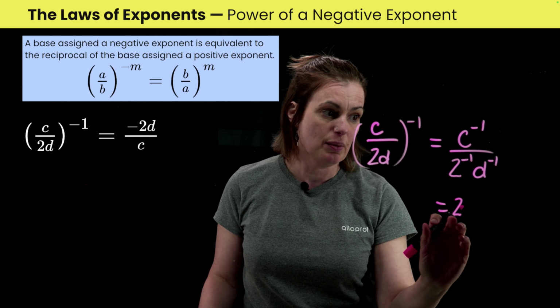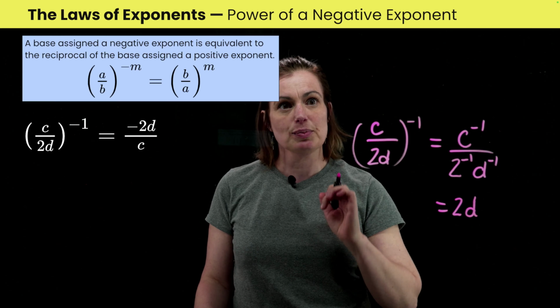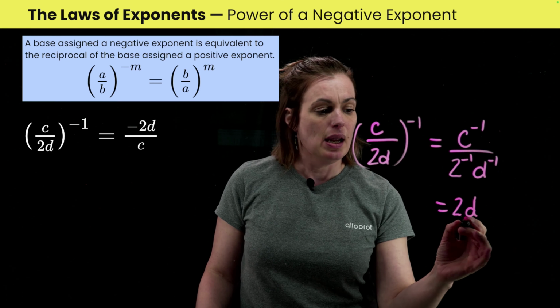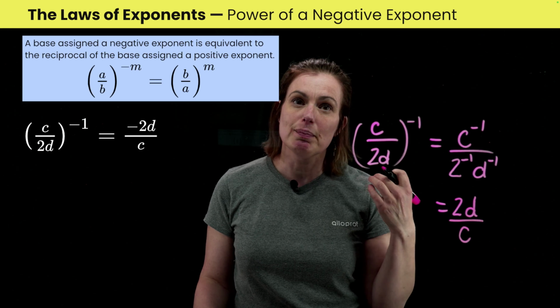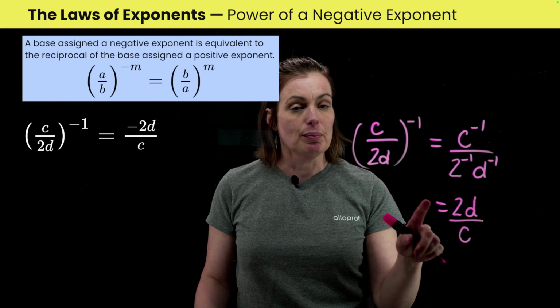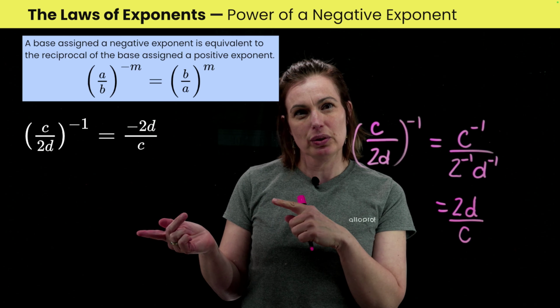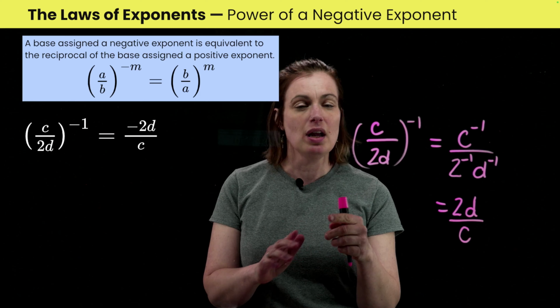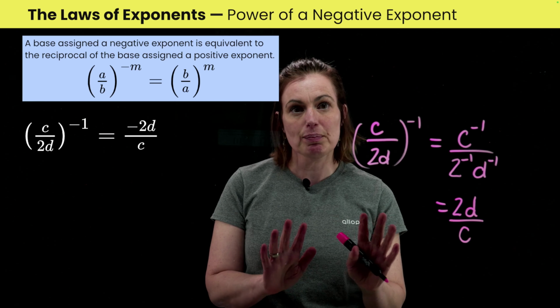So in the end, I end up with 2 times d, and my c to the exponent negative 1 is going to come down into the denominator position, and my negative 1 will become positive 1. So I end up with 2 times d over c. And remember I mentioned earlier in the video how when you have an exponent of 1, you don't actually write the exponent? Well, that's what you see here. I've kept my 1 silent.